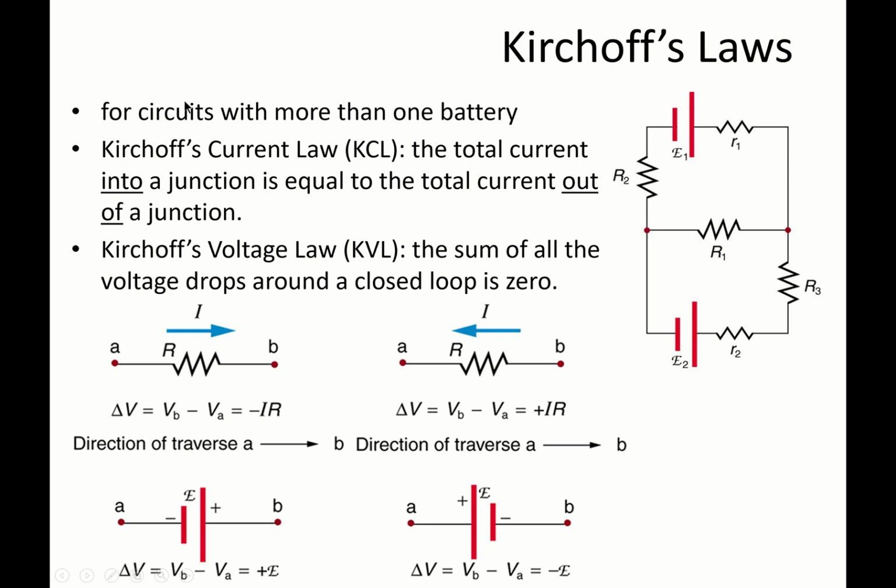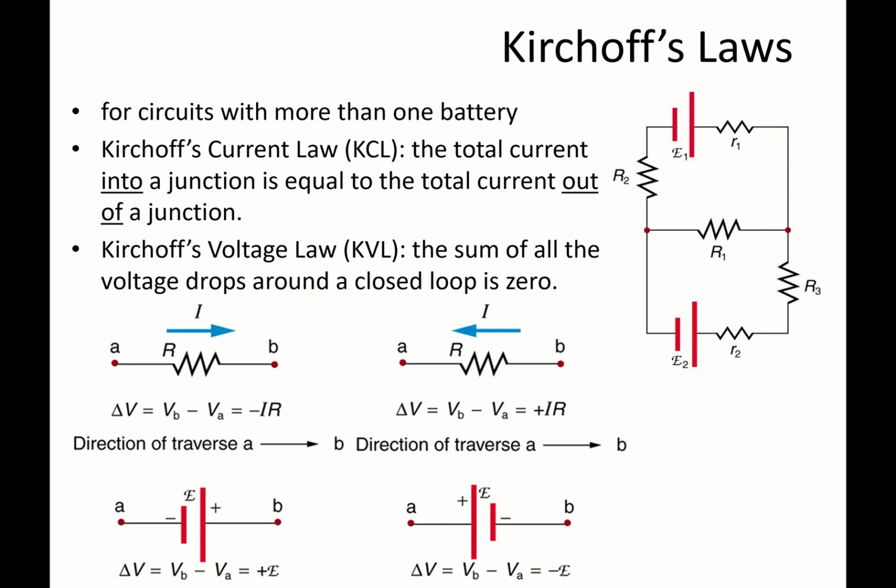So all the problems that we did the other day had only one battery in the circuit. What happens if we've got more than one battery in the circuit and there's multiple loops? Well, then we have to use what's called Kirchhoff's laws to solve for the currents, and then we can get the voltages in each of the components. But to do that, we have to follow certain rules.